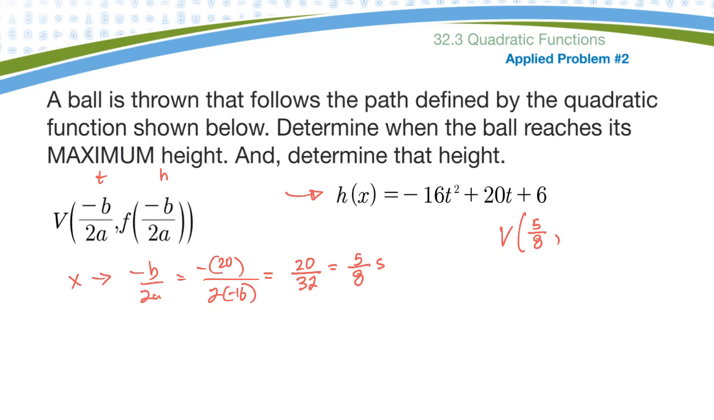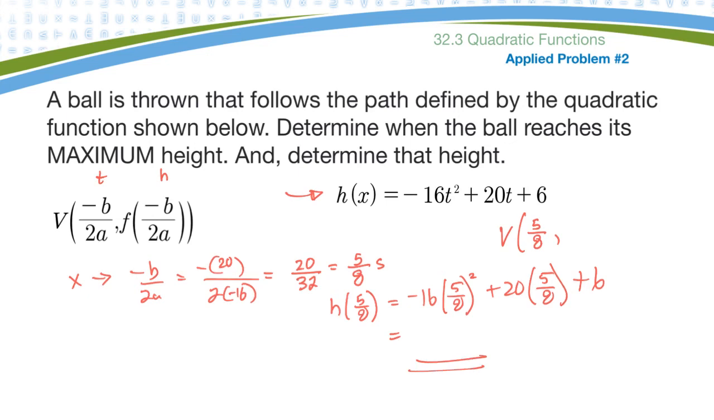time. And now to figure out what the height is, let me plug that back into the function. So h at 5/8 will be equal to negative 16 times 5/8 squared plus 20 times 5/8 plus 6. Okay, so multiply all that out and that'll come out to what your height is. I'm not going to do that, but that's sort of the way you do the question.